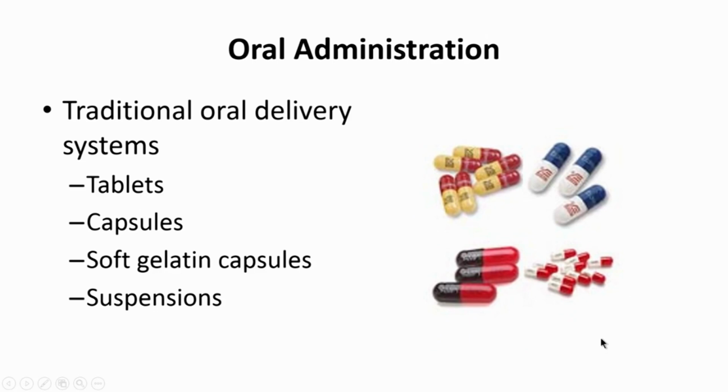Here are some of the traditional oral delivery systems. I am sure you have seen all of these. You have tablets, one of the most widely used, you have capsules, you have gelatin capsules as well, which are slightly different in characteristics, and then you have suspensions like cough syrup and things like that, that you ingest directly.